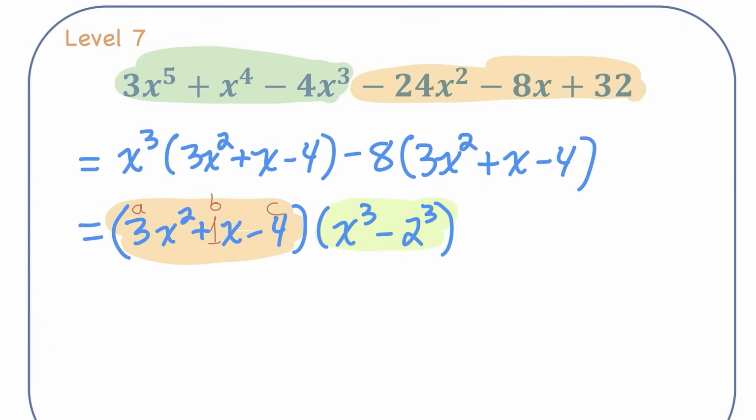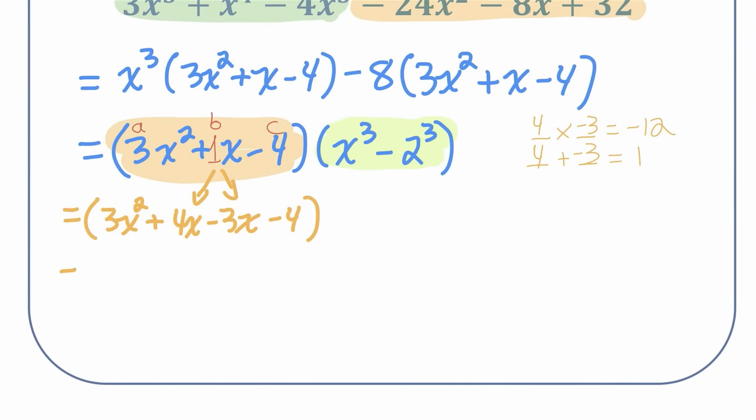I need to find numbers that have a product of a times c, so a product of 3 times negative 4, which is negative 12, and a sum of the b value, which is 1. The numbers that satisfy that product and sum are 4 and negative 3, so I have to split the middle term into 4x minus 3x. I'll leave the rest of the expression as it was, and then I'll continue by factoring this by grouping.